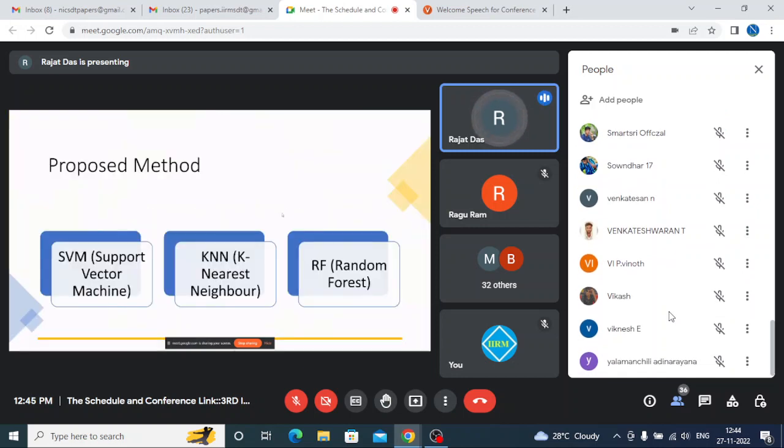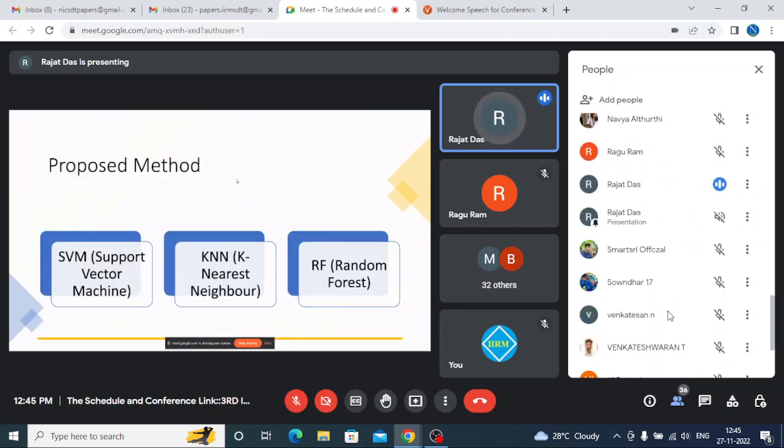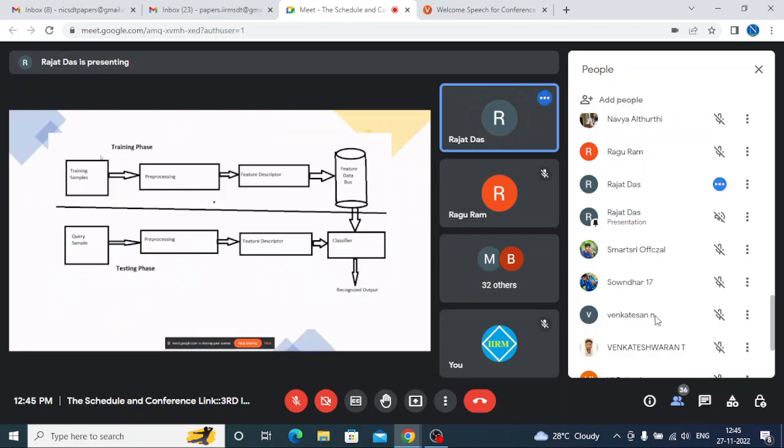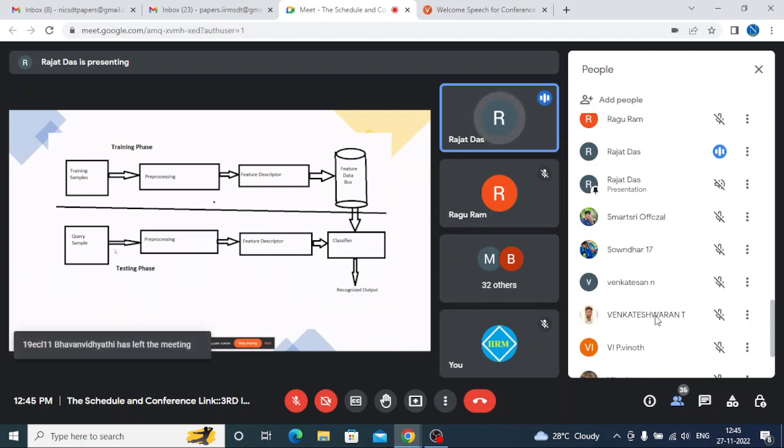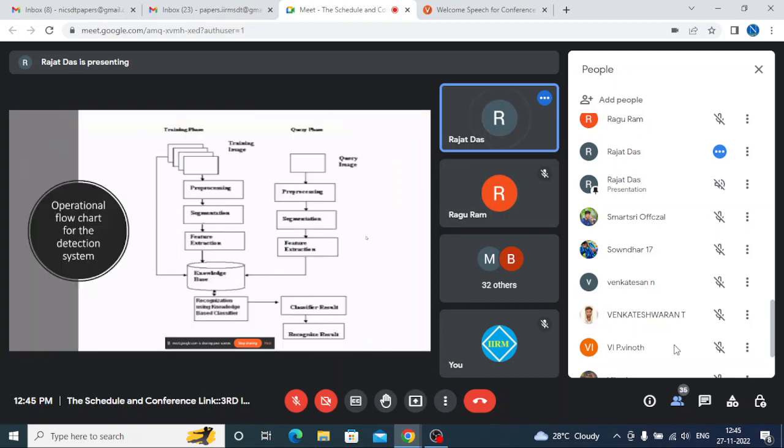What are the proposed methods we have used in this article? We have used three methods: SVM, KNN, and random forest. Here are the training phase and testing phase structures and how they work. First, the preprocessor, the feature descriptor, and the feature database. In the testing phase, it first takes the query sample, then preprocessing and the feature descriptor, and from the database it gets the classifier, and then the recognized output.